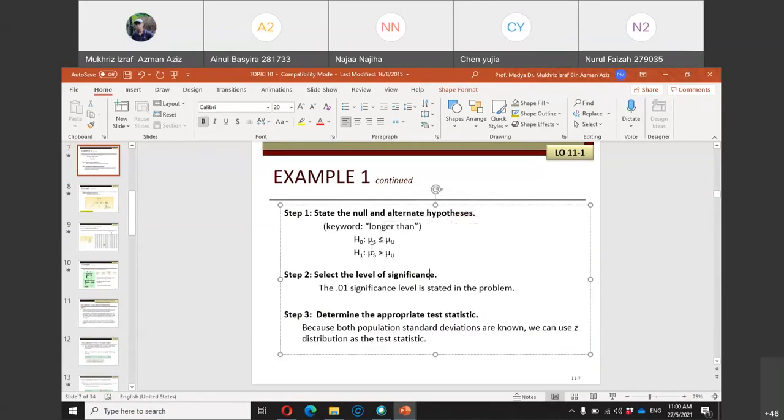The second thing that you need to be particular about is the order in which it appears in your H1. In this example, it is very clear. We want to test that standard time is longer than the U time. So standard appears first, followed by mu u. So in your calculation, it will be x bar s minus x bar u. For a one tail test, whether longer or smaller than, it is quite clear. You need to follow what the question wants you to test.